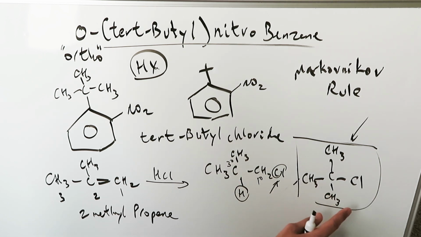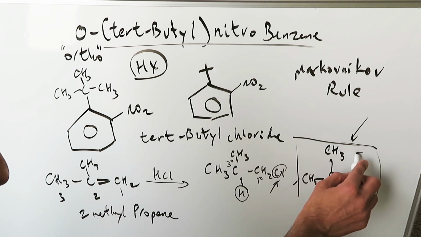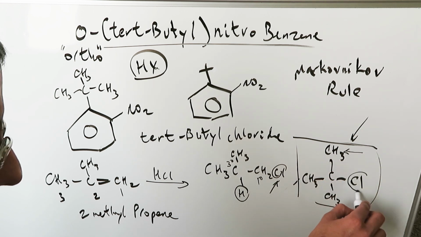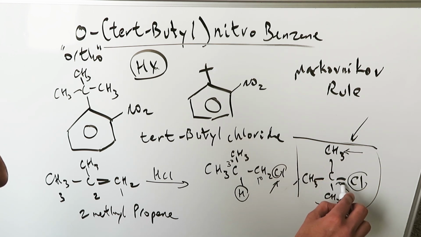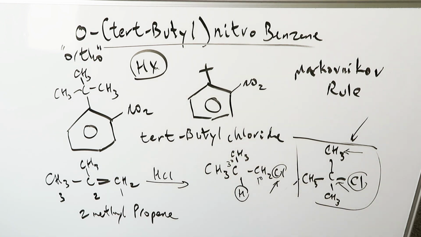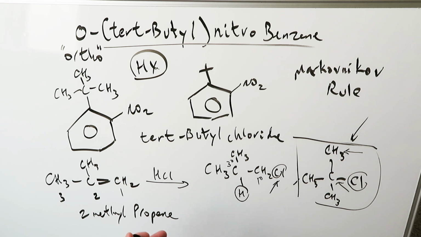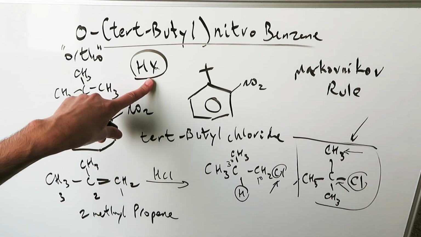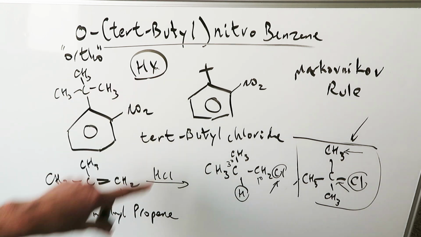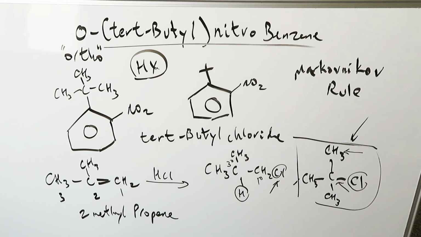What happens is that one of the hydrogens attaches to the less substituted carbon, and the chlorine, the halogen group, attaches to the more substituted carbon. So this is the dominant product, and perhaps the only product, based on the Markovnikov rule. Again, the hydrogen of the hydrohalide will attach to the less substituted carbon. The halogen group will attach to the more substituted carbon.